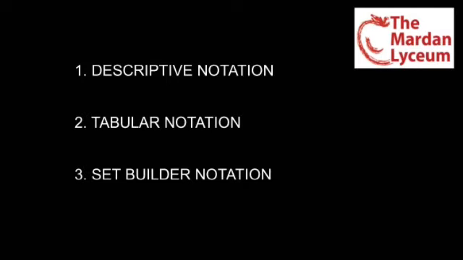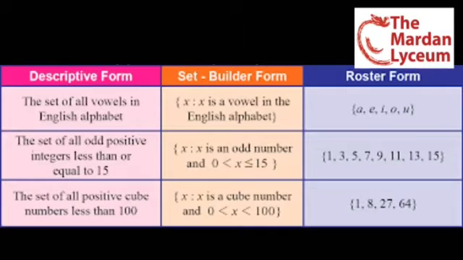Now, the same set can be written as A is equal to curly bracket A, comma E, comma I, comma O, comma U, curly bracket close. This form is called the tabular notation. In tabular notation, all the elements of the set are listed within curly brackets and separated by commas.